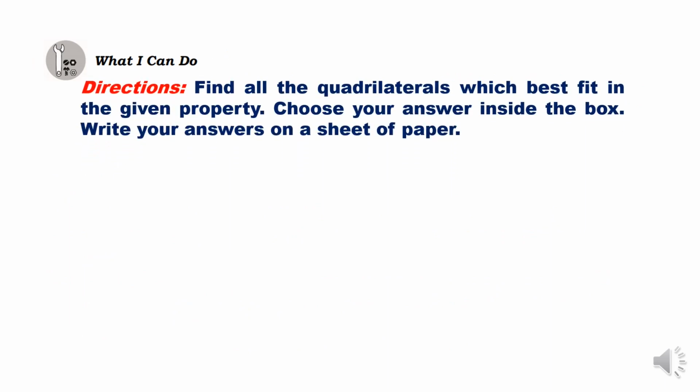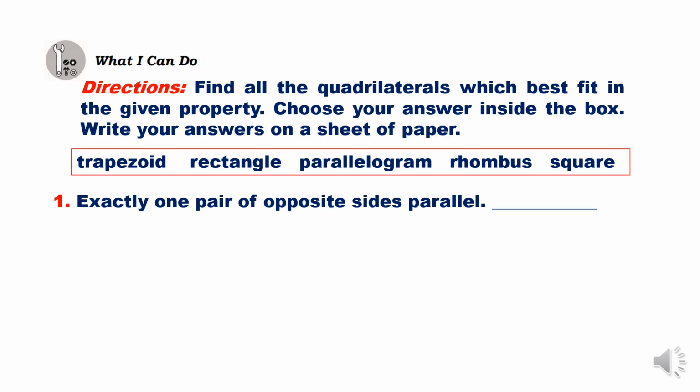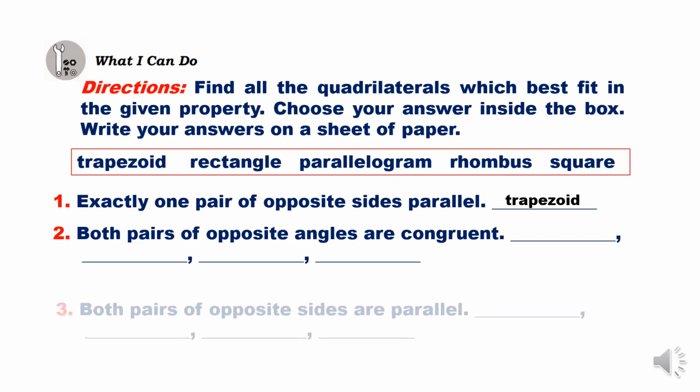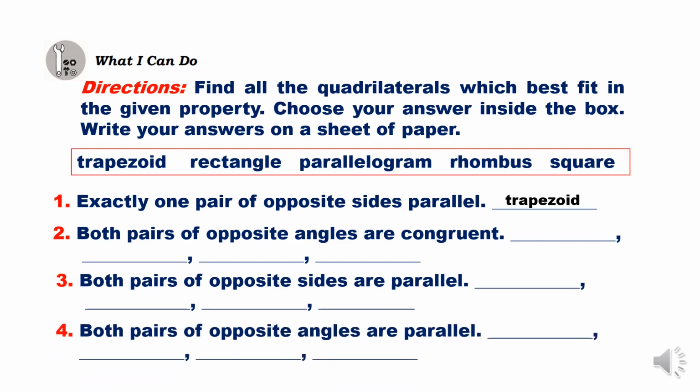Find all the quadrilaterals which best fit the given property. Choose your answer inside the box. Write your answers on a sheet of paper. Number 1, exactly one pair of opposite sides parallel. Number 2, both pairs of opposite angles are congruent. In any order. Number 3, both pairs of opposite sides are parallel. Number 4, both pairs of opposite angles are parallel.